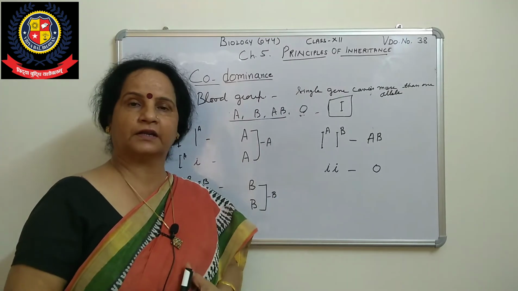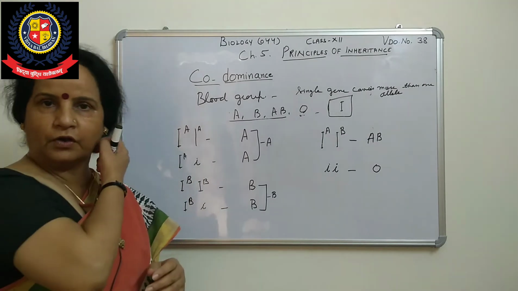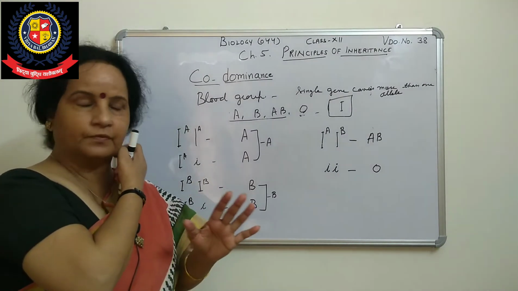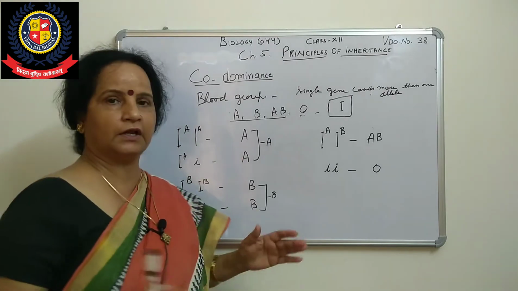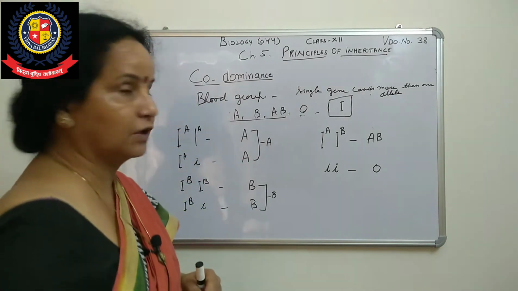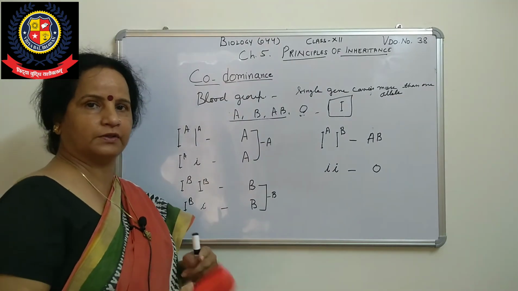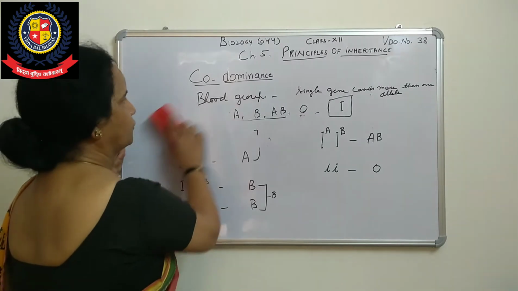For incomplete dominance, the example is snapdragon, or dog flower Antirrhinum. This is all. One more example is given in your book, which will make incomplete dominance clearer. Now, a board question, a 5 marks question, will come from this very small portion. In that, what is there?